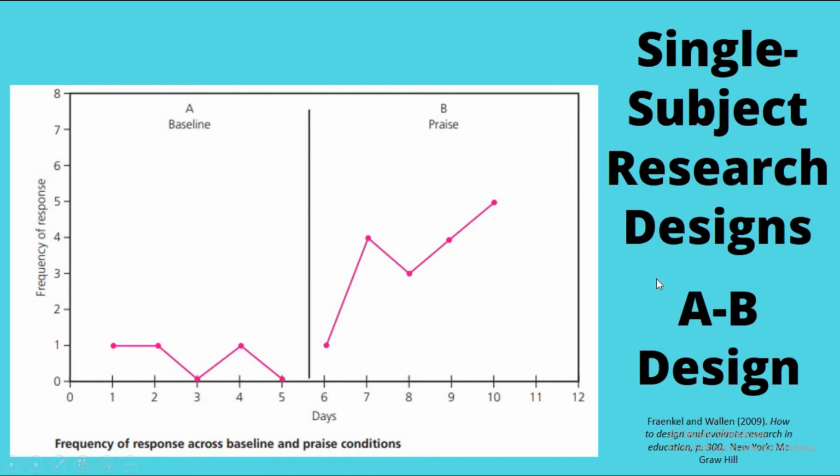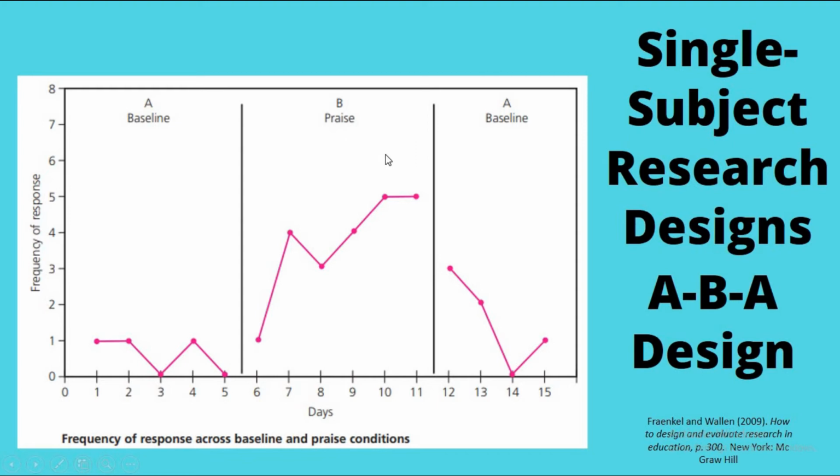So, AB design. Now it is also possible that you can have baseline, praise, and then baseline again. If you look here, this is the ABA design. There was a mere observation prior to the praising condition, and then the praising condition was removed, and we look at whether there was a decline.